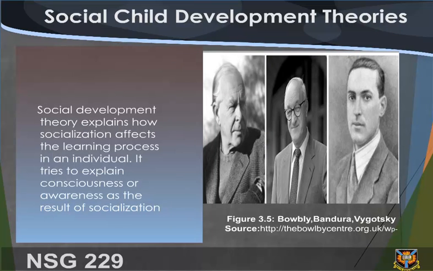Social child development theories. Social development theory explains how socialization affects the learning process in an individual. It tries to explain consciousness or awareness as the result of socialization.